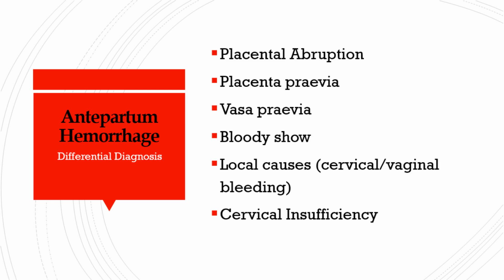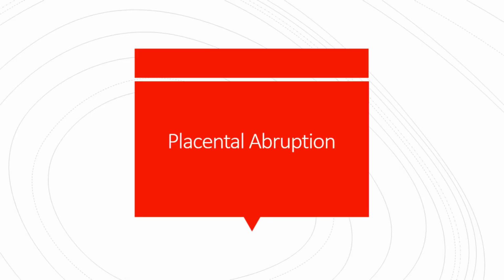The cause of APH remains undetermined in about half of cases. But the most common differential diagnoses for antepartum hemorrhage are listed here. Placental abruption, placenta previa, vasa previa, bloody show, local cervical or vaginal bleeding, cervical insufficiency. Let's start by talking about placental abruption.